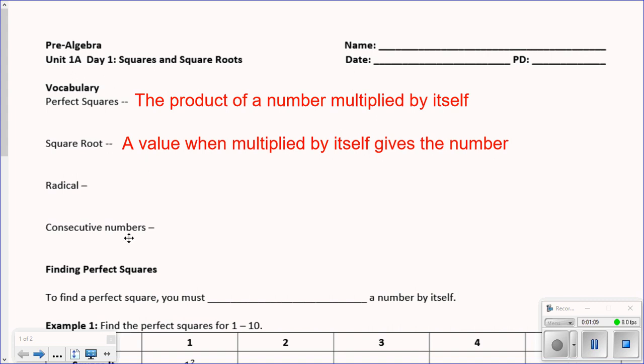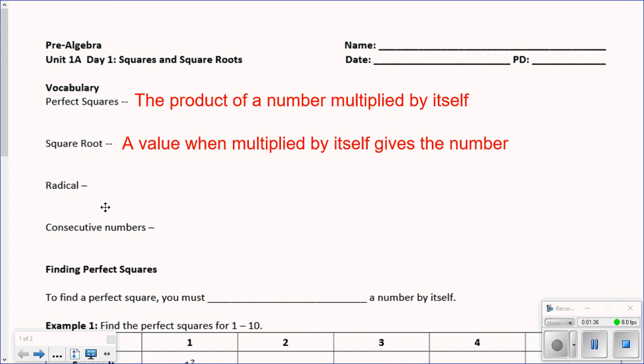I know it's very confusing. There's not a great definition for this. So the square root is basically an operation that you're doing to figure out what number got multiplied by itself to create this number. Okay? So, for example, if you're doing the square root of 100, the square root of 100 is 10 because 10 times 10 gives you that 100.